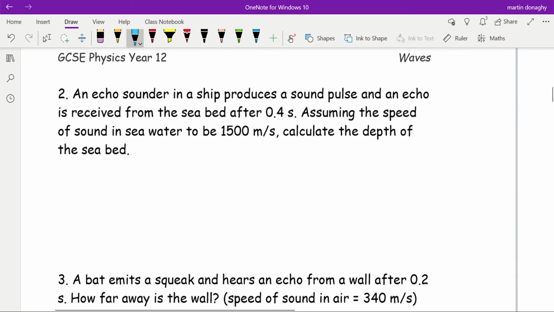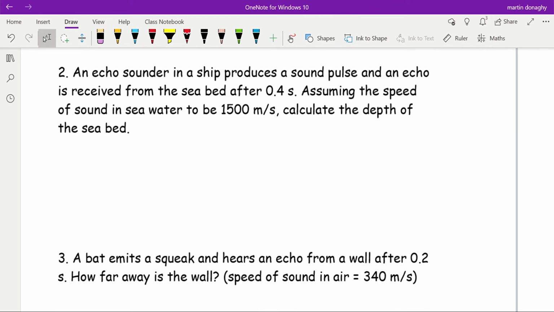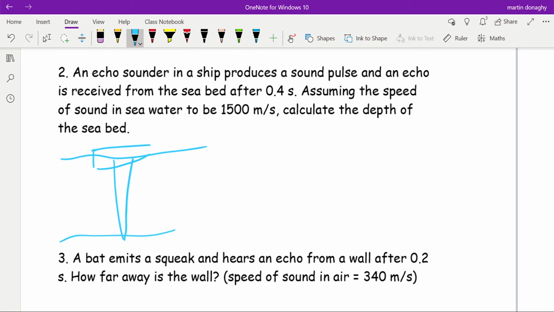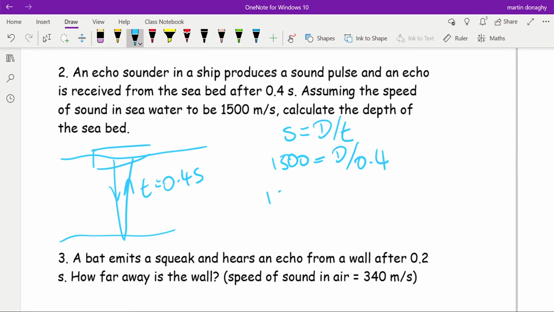Similar thing for question 2. Boat, seabed, sea, sound is fired down, back up again, and that takes a time of 0.4 seconds. Let's do it the other way. Let's just do speed equals distance divided by time and put the 0.4 in. 1,500 equals the distance divided by the time taken to get to the bottom and back again. So 1,500 times 0.4 equals d, which is 600 meters.